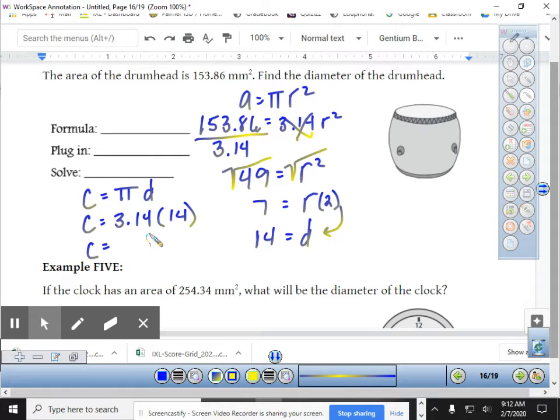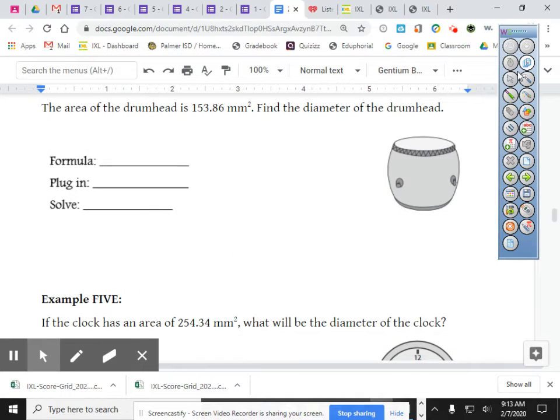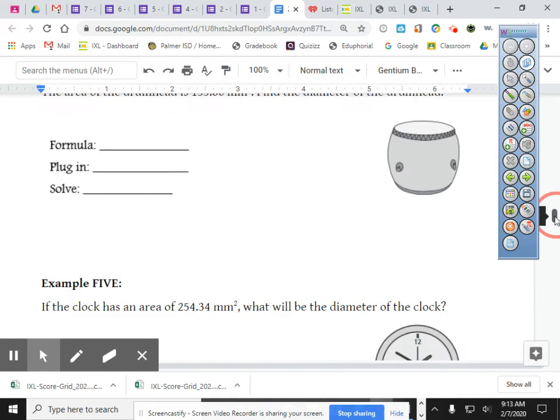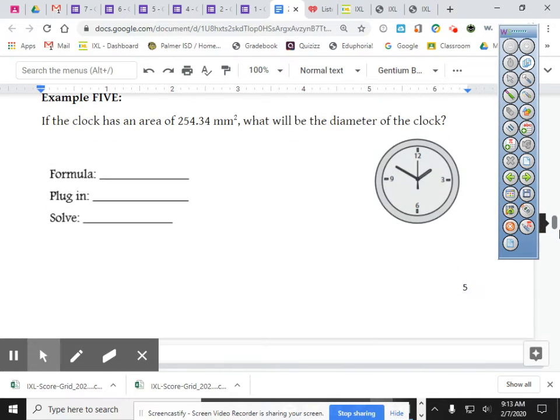Anybody done? I got 43.96. Is that close to 45? Yes. I just kind of let you know that if you get some random number, you're wrong. You play it again. That's just kind of my way of estimating.